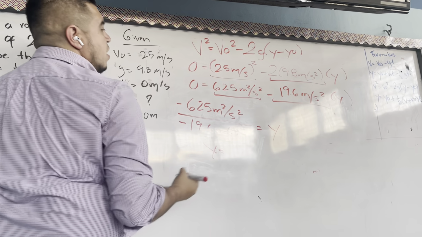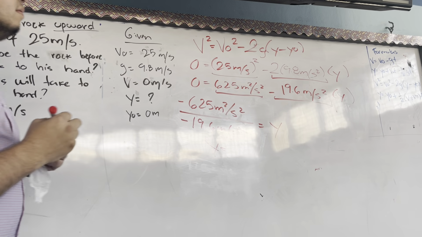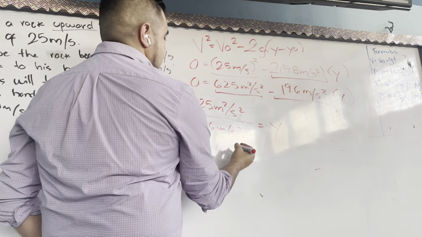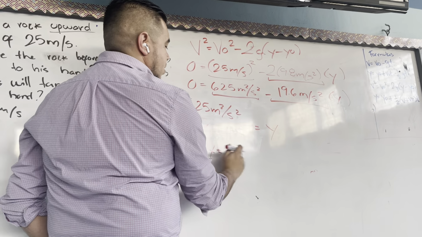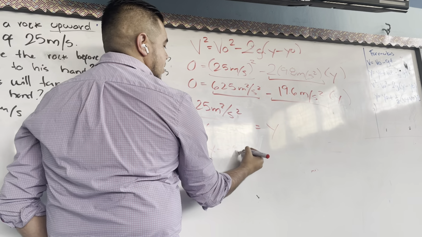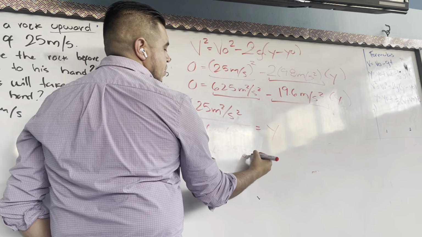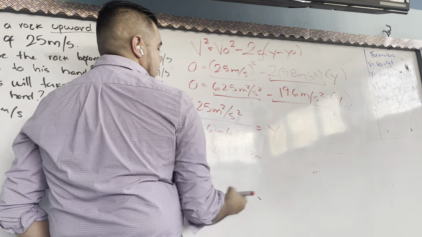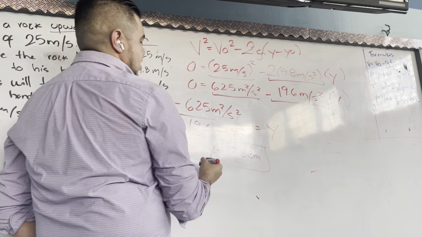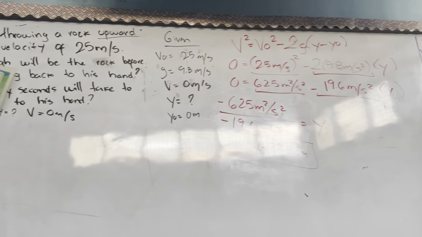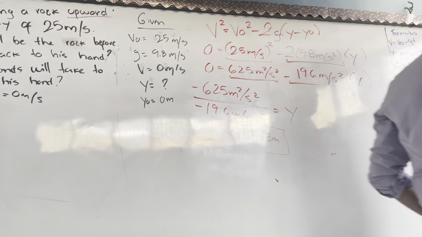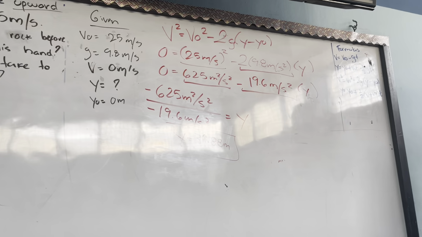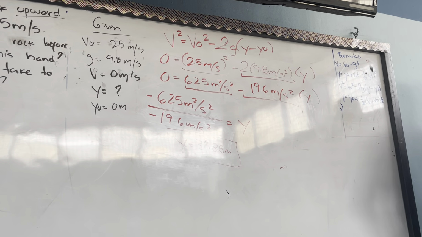So the answer for Y will be what? 31.88. So this one is positive, right? Because it's a distance in the top, right? Okay, we're fine with this one, yes or no? Then what are they asking?